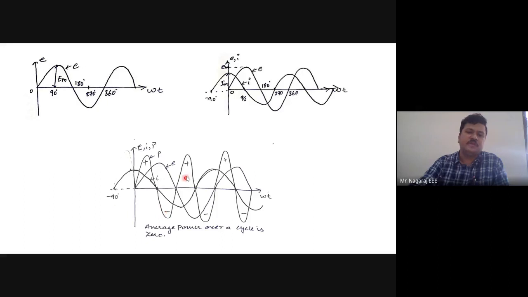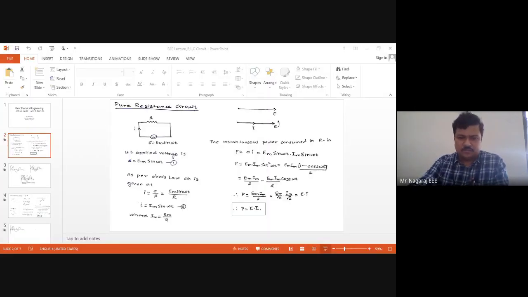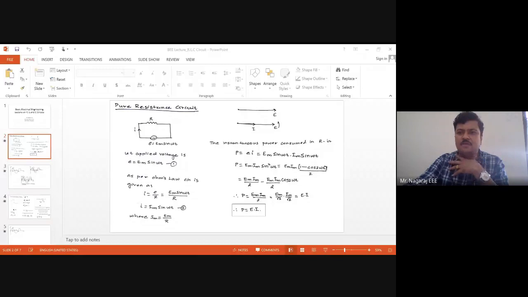Plus power negates with minus, plus power negates with minus. Over a complete cycle, the power is 0. So power consumed by the capacitor is 0. All the power given to the capacitor is stored in the form of electrostatic field. And all the power given to the pure inductor is stored in the form of electromagnetic field. Okay, so this is all about the pure R, pure L, and pure C circuit.